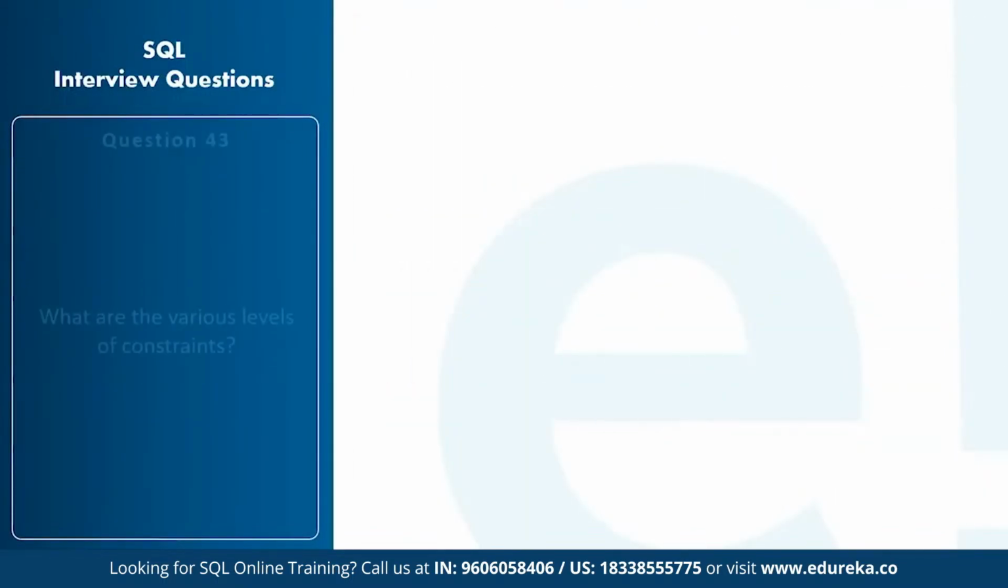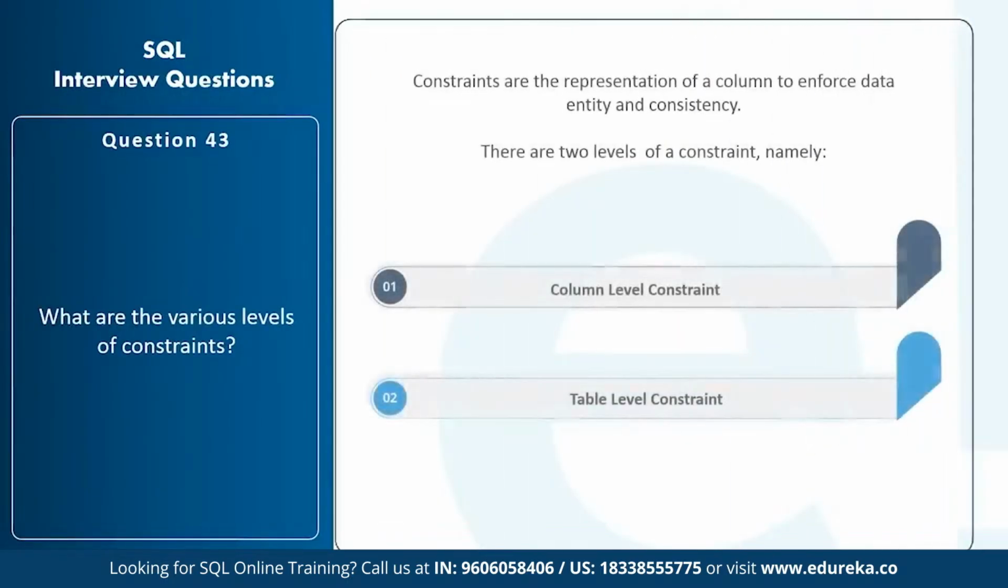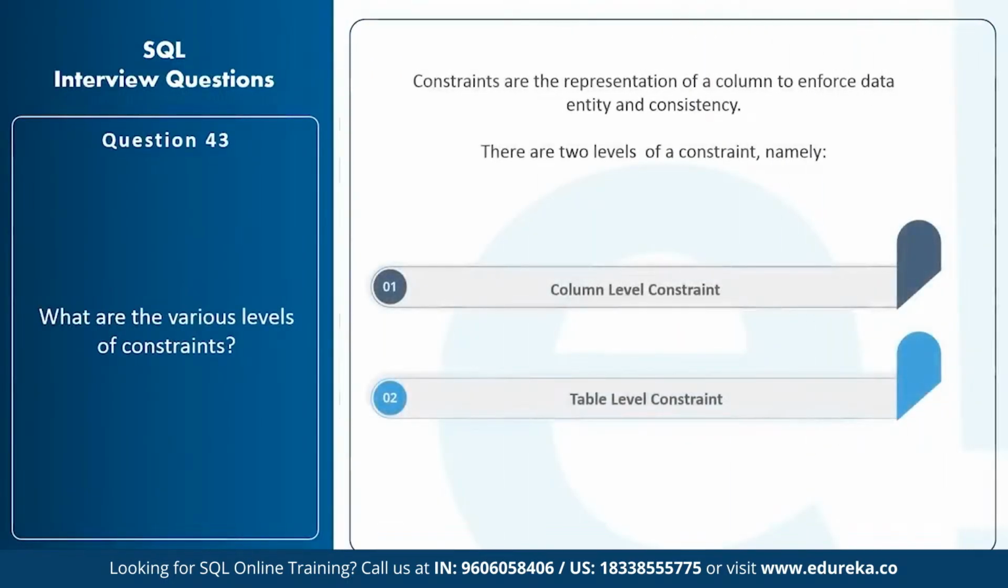Now moving forward to the next question, that is, what are the various levels of constraints? Now constraints, as I mentioned before, are basically the representation of a column to enforce data integrity and consistency. So mainly there are two levels of constraints, that is the column level constraint and the table level constraint.